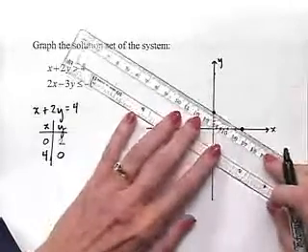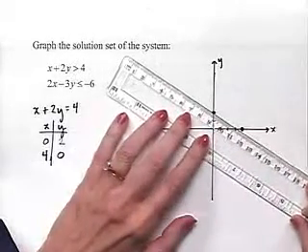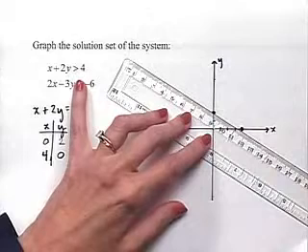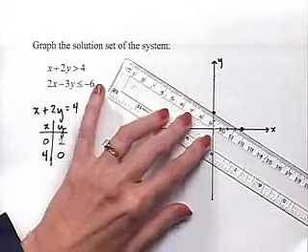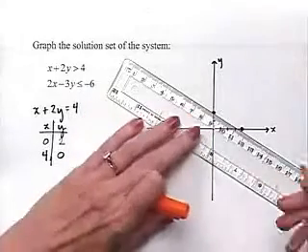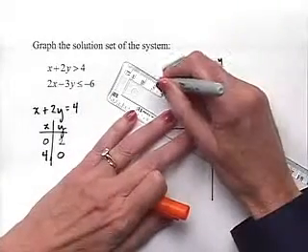Let's connect the dots. Now, pay attention to the fact that as we're connecting the dots, we don't want to include that border because of the fact that we have a strict inequality. So therefore, when we draw this in, we're going to do so with a dashed line.